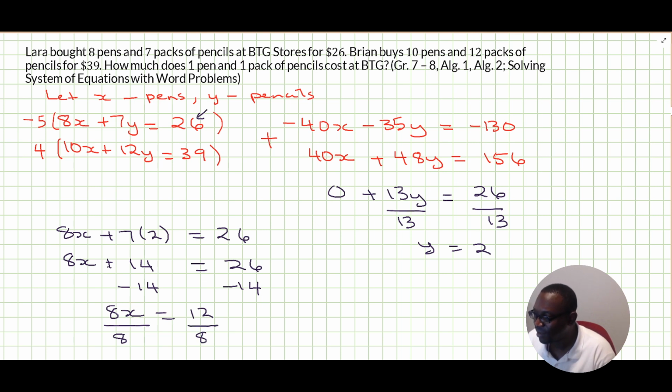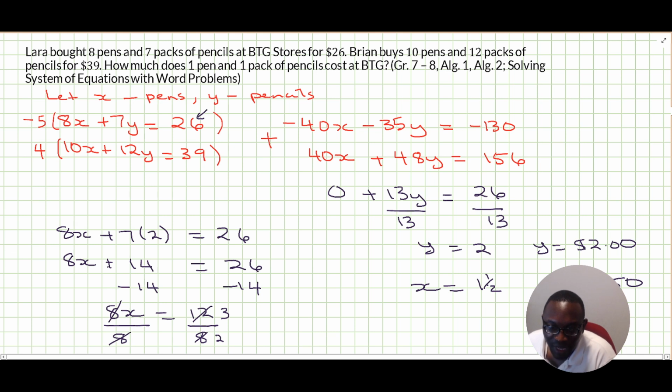So we can cross this out. Let's simplify this. You divide by 4, you have 2 here. Divide by 4, you have 3. So x is going to be 1.5 or 3 over 2, and y is $2. So y is equal to $2 for sure. And then x is going to be equal to $1.50.